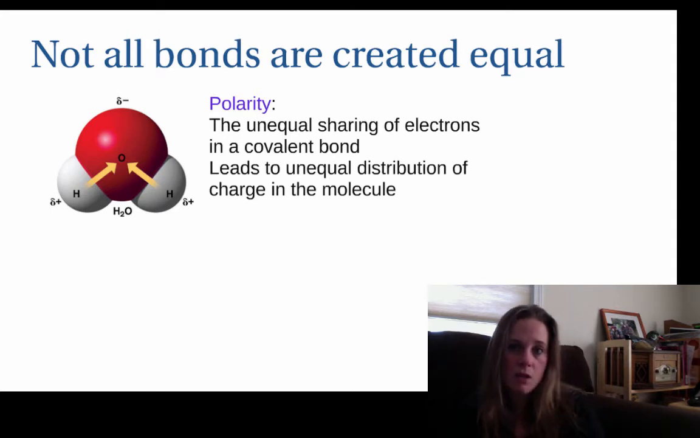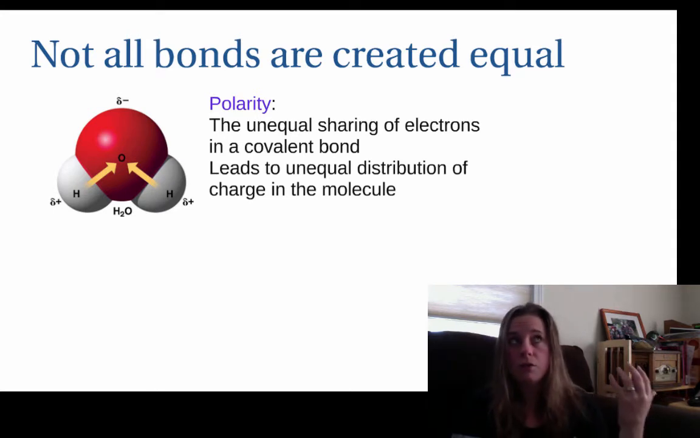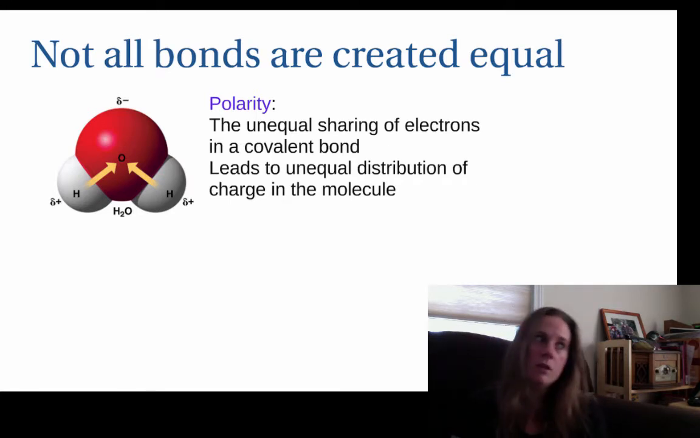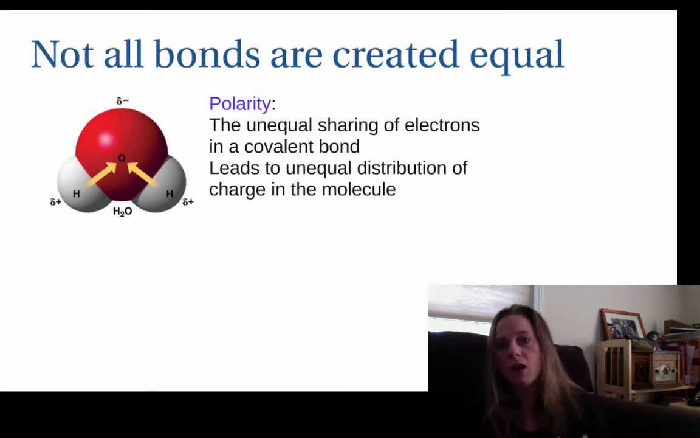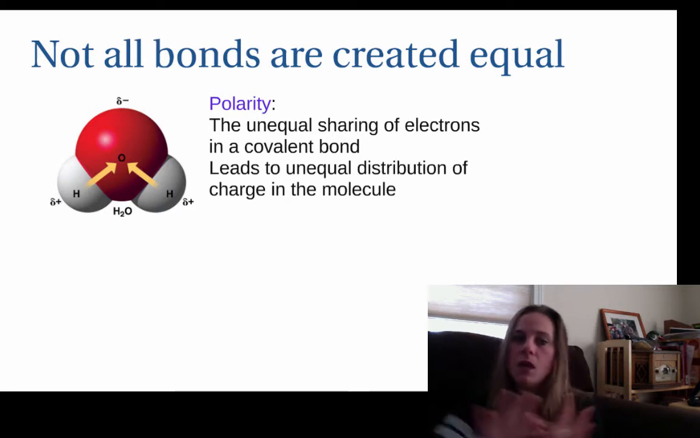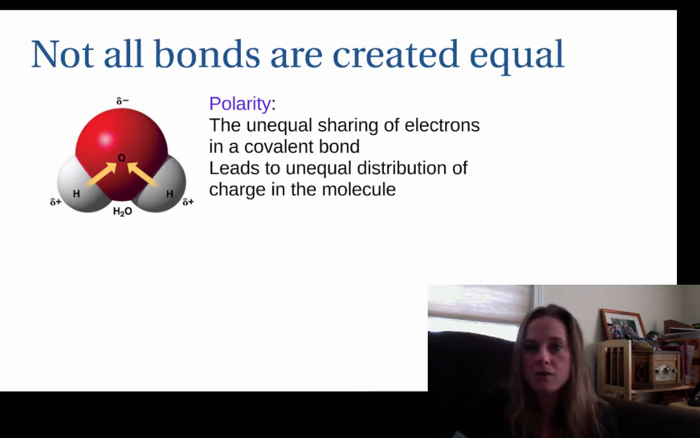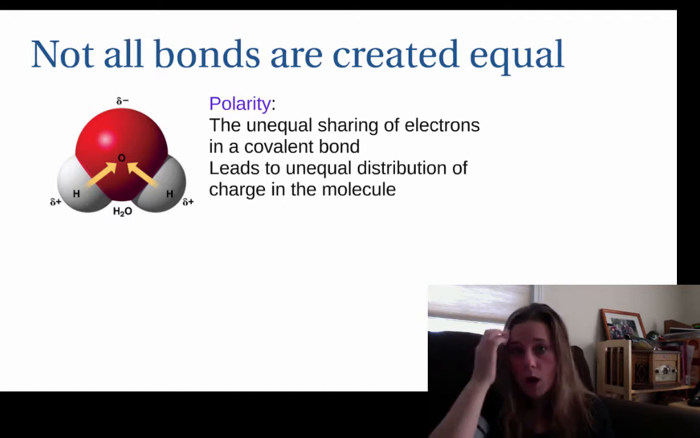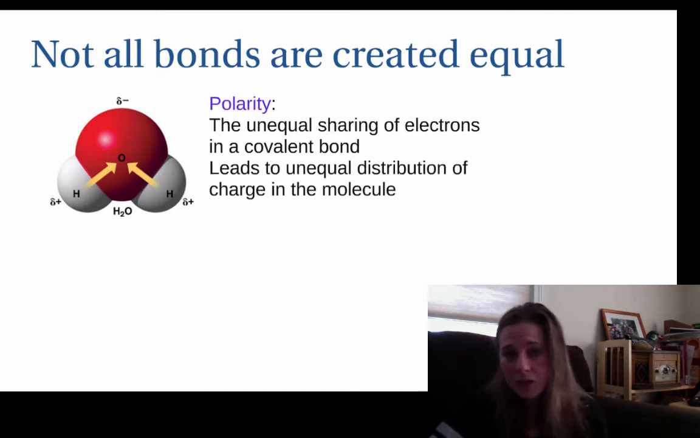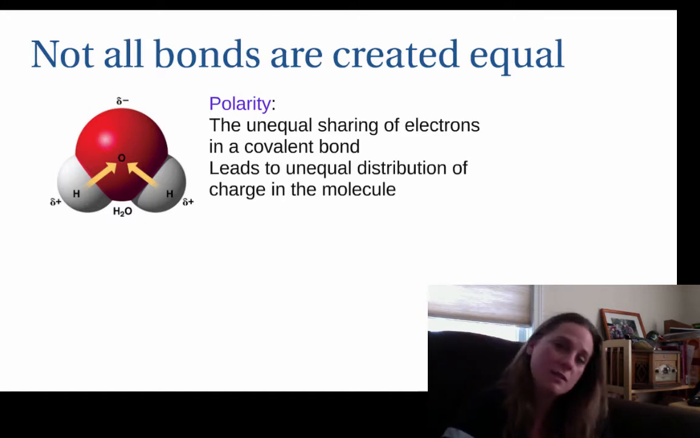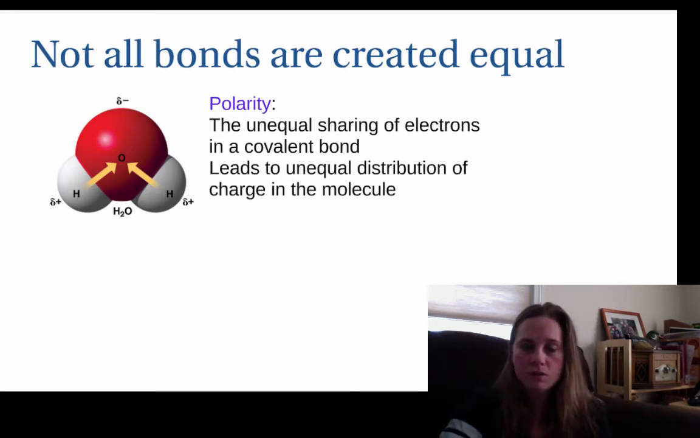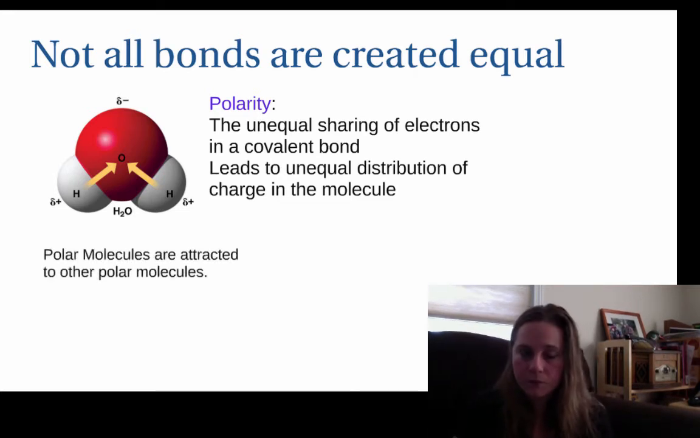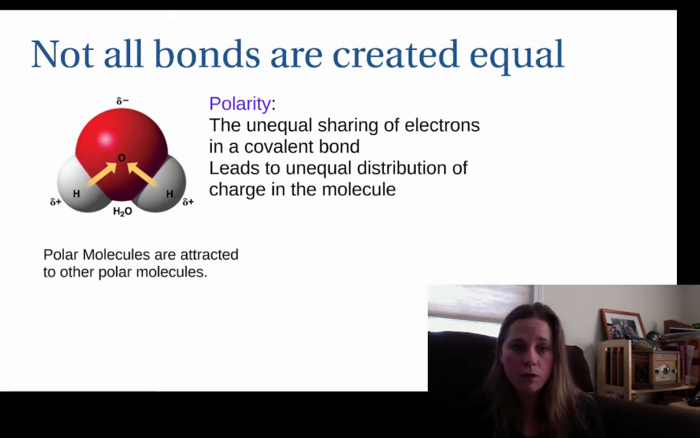And this leads to an unequal distribution of the electrons within those bonds, therefore giving that molecule a little bit of a charge. There's going to be an area that's a little bit more electronegative and an area that's a little bit more positive. You can see this here with the water molecule. That oxygen pulls a little bit of those electrons just a little bit closer to it, leaving those hydrogens a little bit more positive. And because of that, you get polar molecules being attracted to other polar molecules.